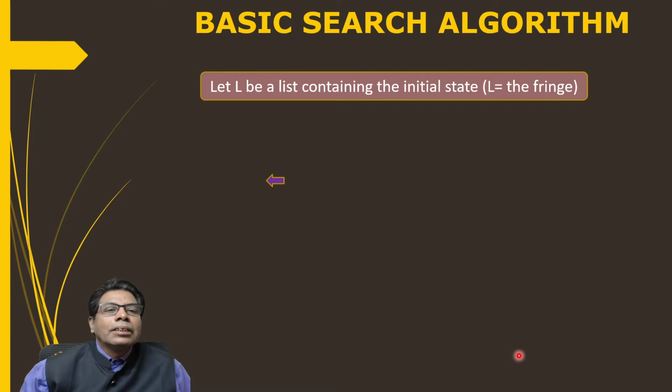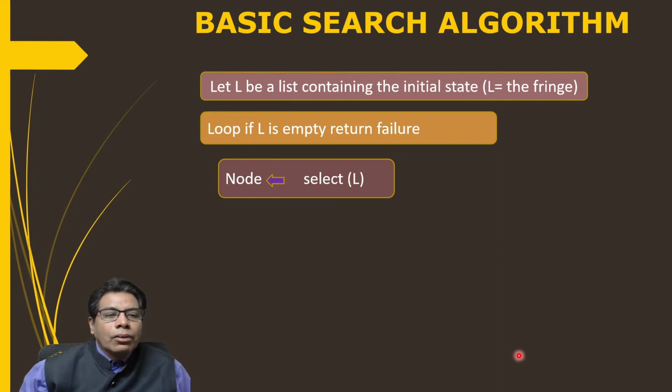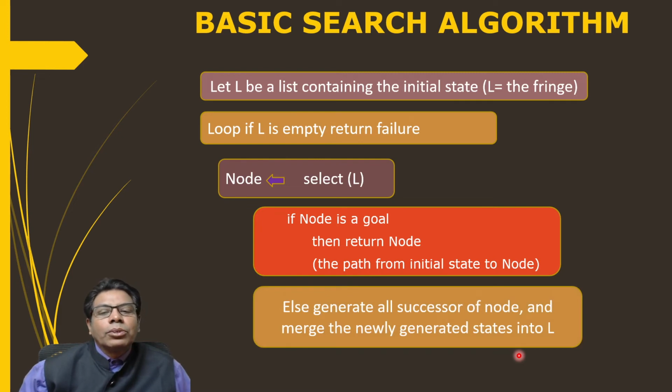Then the basic search algorithm: say we take L as the fringe. Let L be the list containing the initial state. Then loop: if L is empty, return failure. That means we are not getting any solution. Then we select a node from the fringe for expansion. If the node is a goal node, then we return the node, the path from the initial state to the node. That will be the solution. Else generate all successors of the node and merge the newly generated states into L.